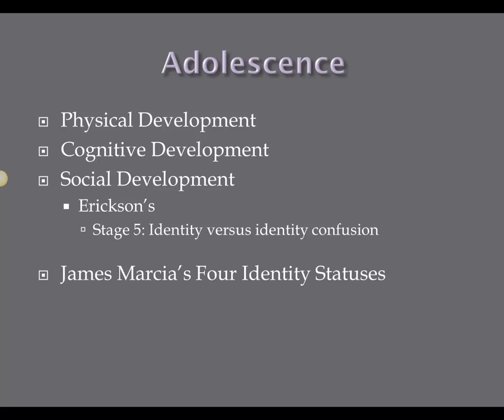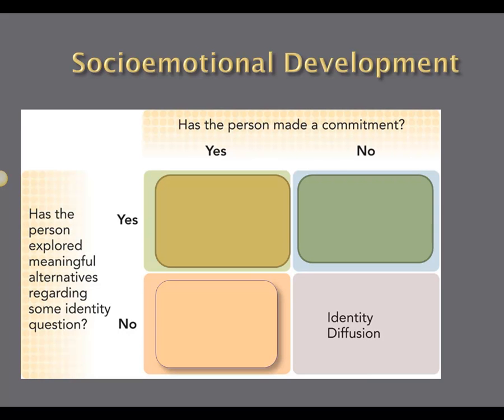James Marcia's four identity statuses. This is what I think is by far the most fascinating thing that we'll discuss in adolescence. He really believed that we could break people down at any time in their life into four categories regarding different aspects of their identity. And in this example, I always choose a college major. Oftentimes when I'm giving this lecture, I'm giving it to freshmen who have yet to decide what they want to do. So we have two continuums.